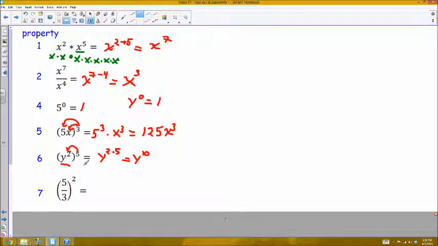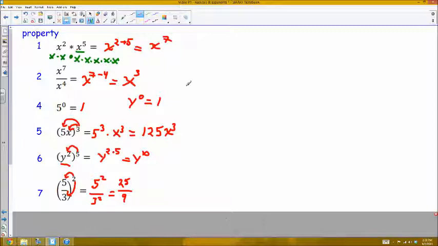And then in here, not only do exponents distribute across multiplication, but they also distribute across division. So this exponent will be applied to both the numerator and denominator, and I end up with 5 squared over 3 squared, or more simply, 25 ninths.